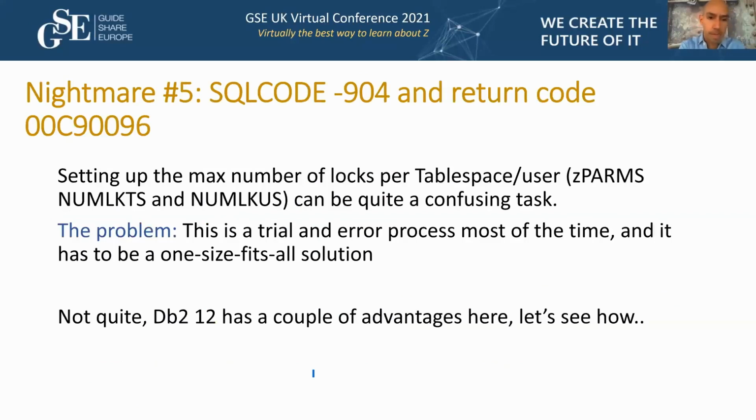Now the next nightmare. I can guess. Actually, if you have seen this one as many times as I have, then you can recognize this code by pure memory. It is the maximum number of locks per table space or per user. And it is quite a pain. It is quite a pain because how do you set this one up?